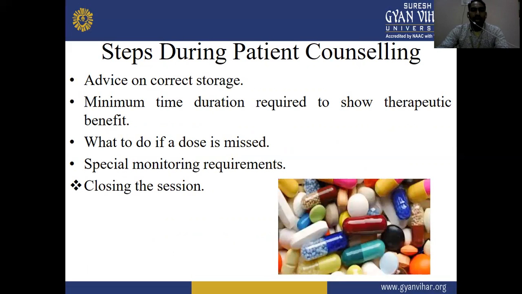Next one, steps during patient counseling. First of all, advice on correct storage. The pharmacist gives advice on the medication storage conditions. And next one, the minimum time duration required to show therapeutic benefits.